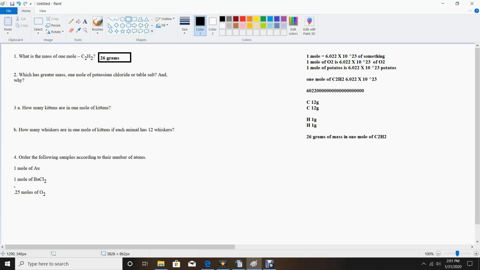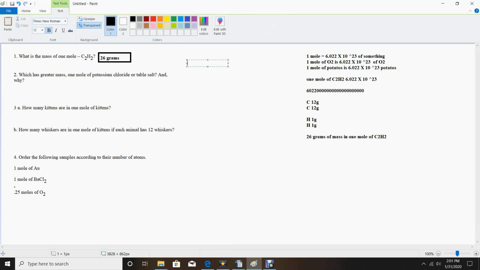Let me erase, we'll work over here. You guys know that sodium chloride is table salt, NaCl. Potassium chloride then is potassium table salt. We're going to replace the sodium with potassium, KCl. That's potassium chloride. And our question is, which has the greater mass, 1 mole of potassium chloride or 1 mole of table salt? So let's think about, what do we have?